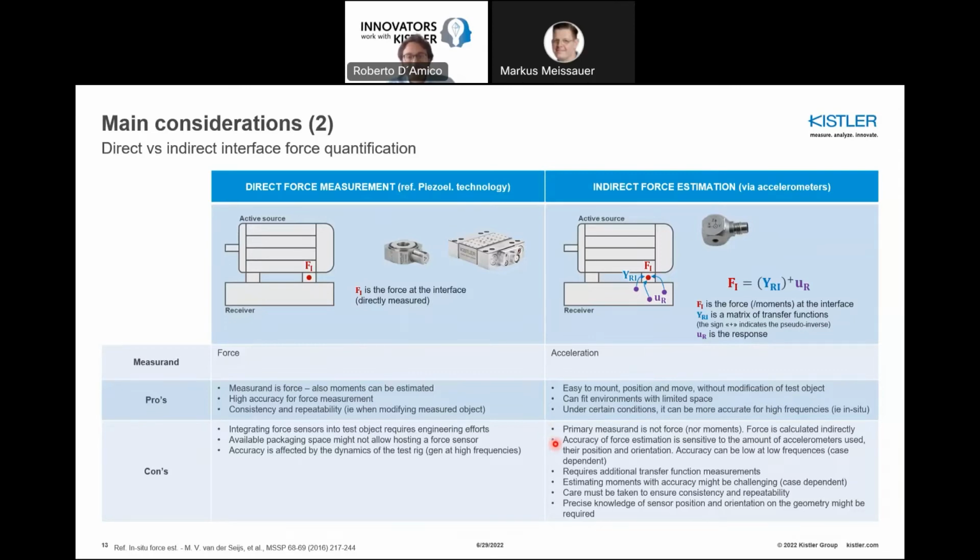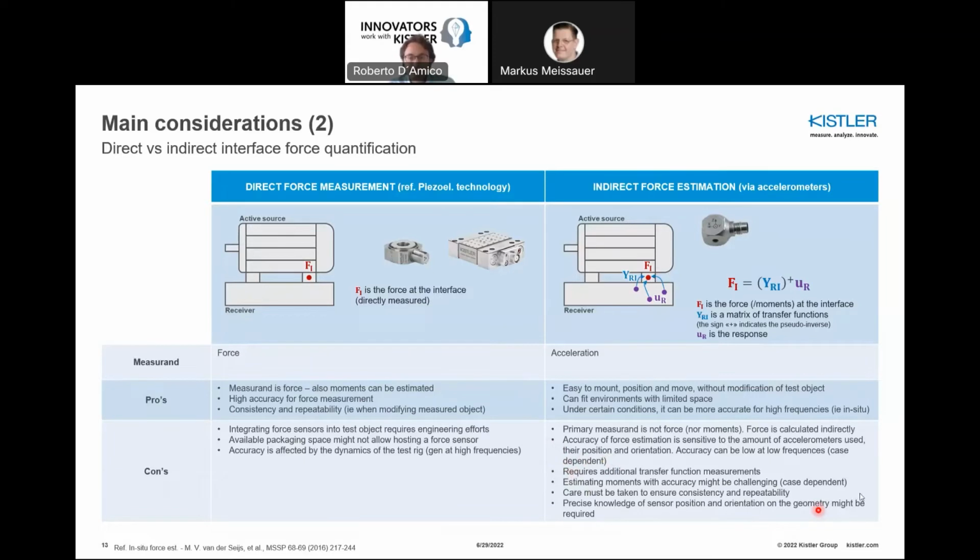The accuracy of the force estimation is, of course, sensitive to the amount of accelerometers that you're using, their position and orientation. So keep that in mind, and you have to keep in mind the fact that in general, for low frequencies, you should expect a low accuracy with acceleration measurements, so with estimation from accelerations. Of course, this is case dependent. It's not a general rule, but what we see also in the literature is that. Of course, measuring with accelerometers requires additional transfer function measurements. This has to be considered.